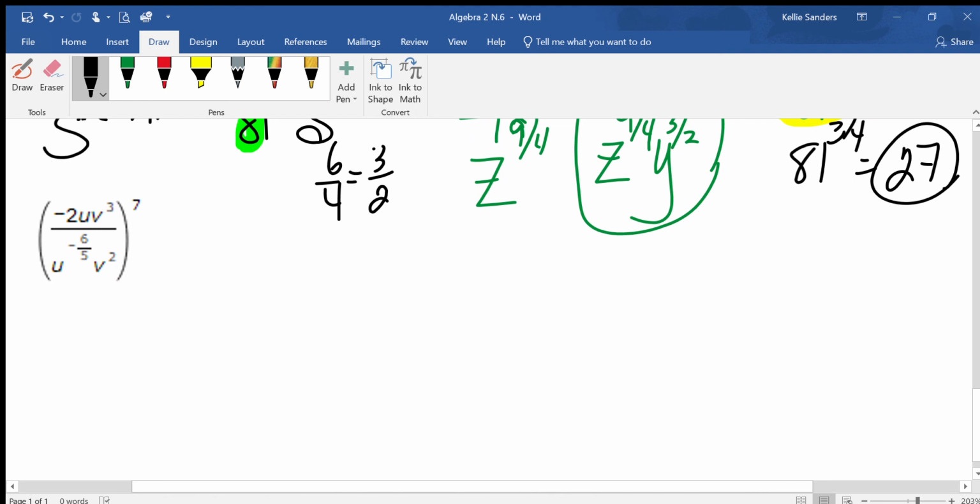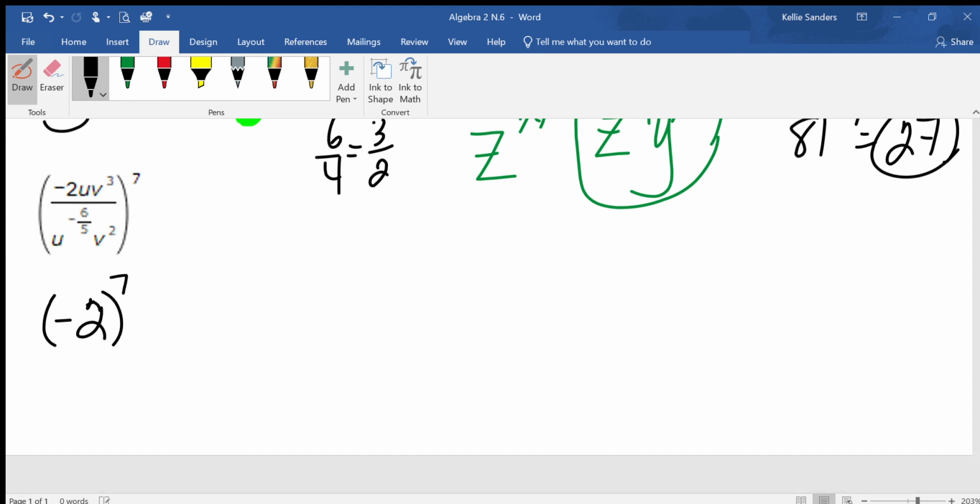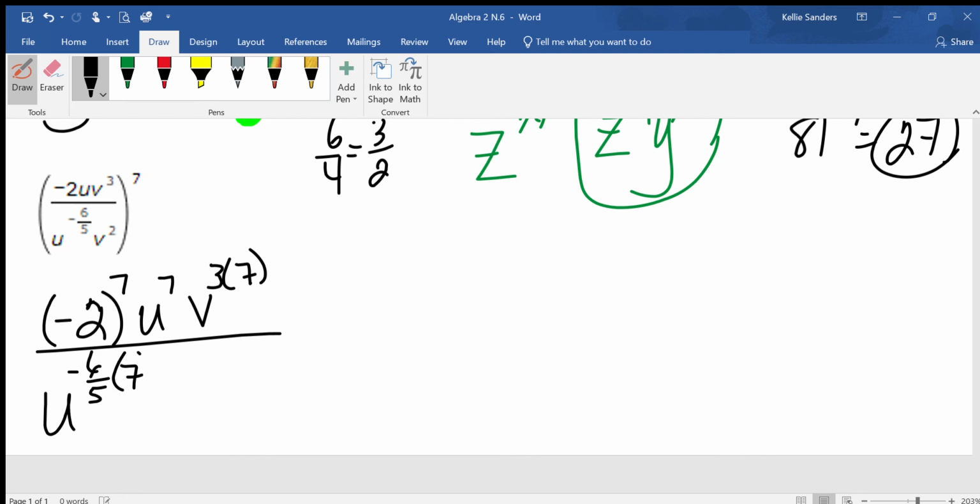Okay. I'm even going to get more right. We're going to use this other one. Negative 2 to the 7th, u to the 7th, v to the 3 times 7, u to the negative 6 over 5 times 7, v to the 2nd times 7.